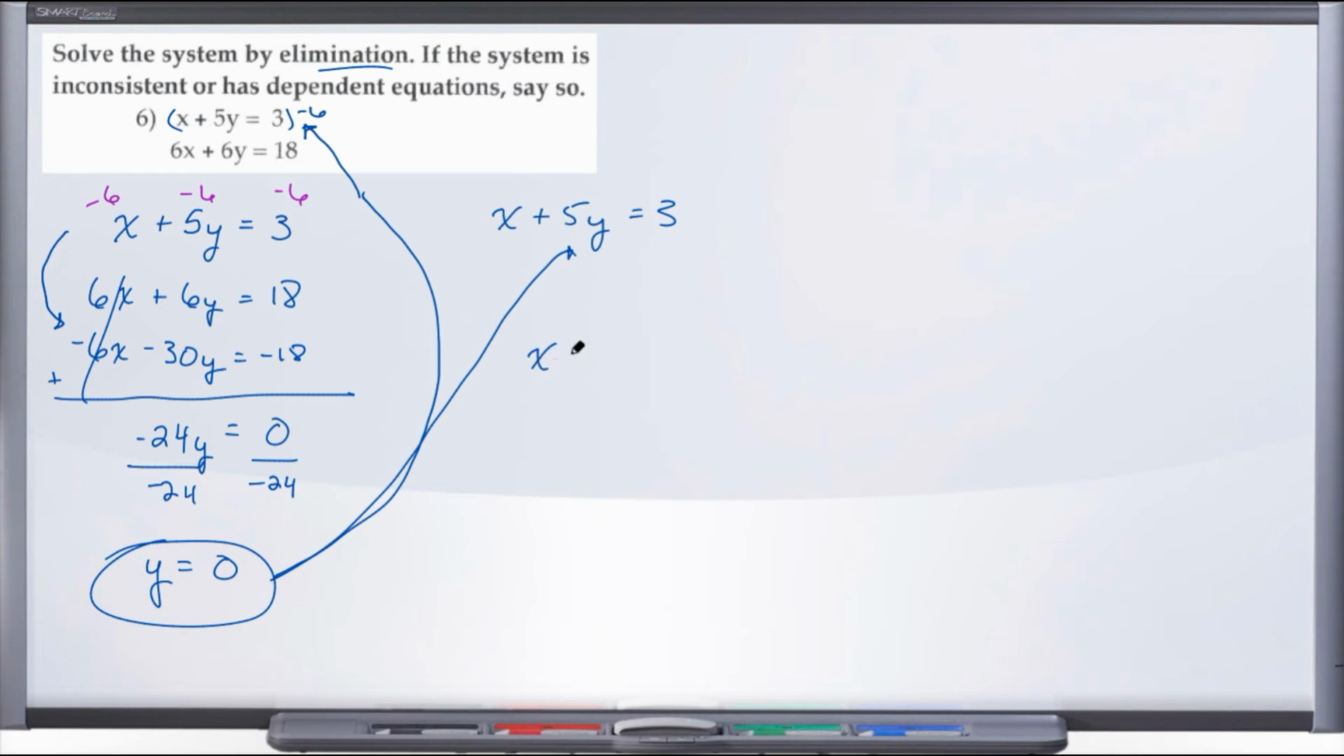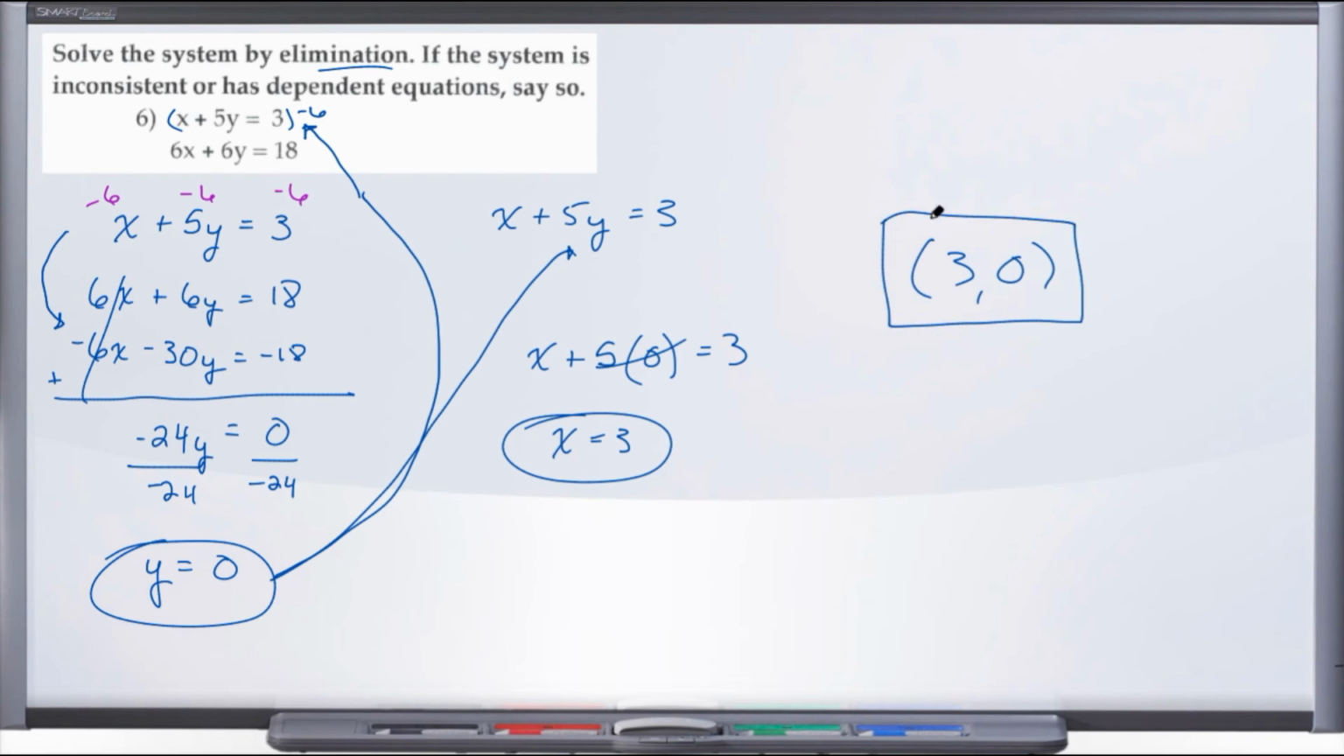And so that's going to give us x plus 5, now plugging in our y value, equals 3. Well, 5 times 0 just goes away, doesn't it? And so we're really left with just x equals 3. And so now that we've solved for x and we've solved for y, we have two numbers. Let's go ahead and put these into an ordered pair. And so we'll have 3, 0. And now this is the solution, 3, 0, for this system solved by elimination.